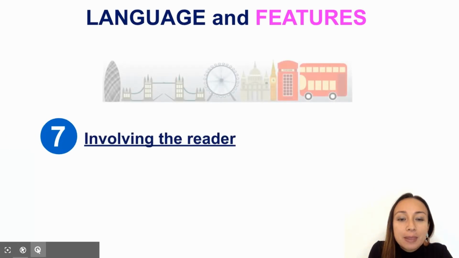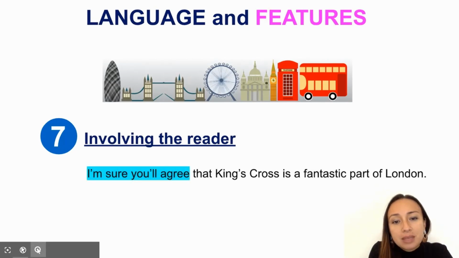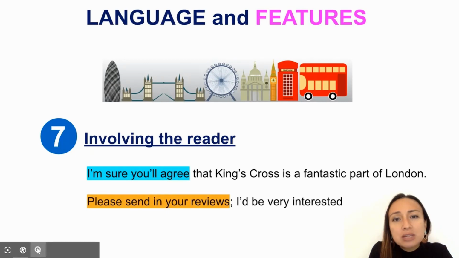so moving on. It's really important that you involve the reader when you're writing your article. As I said before, it's very important that you keep them engaged and interested so that they carry on reading. So in the article, the writer has a really strong finish. They say, I'm sure you'll agree that King's Cross is a fantastic part of London. So they involve the reader by using the word you. And also, please send in your reviews. I'd be very interested in reading them. So this is another example of involving the reader and getting them to participate directly with you. Okay.